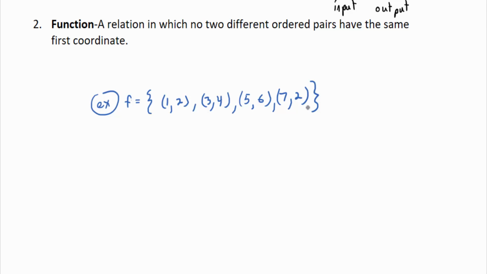A function is a relation. Is it a relation? Is it a set of ordered pairs? Yeah, so it's definitely a relation. A function is a relation in which no two different ordered pairs have the same first coordinate. So scan those ordered pairs. Do you see the same input, the same first coordinate? Nah. So you're good. I put the 2 there just to make you think about it, right? Okay. So this is definitely a function. No two different ordered pairs have the same first coordinate. In other words, you don't have an input going to two different outputs like in the last example.